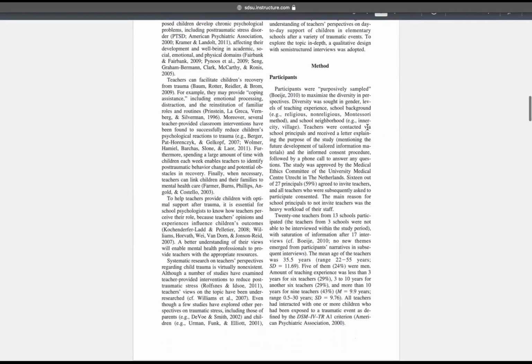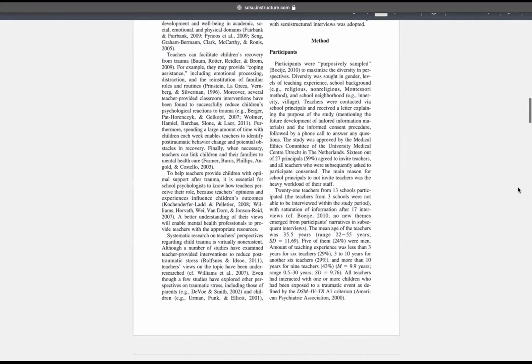Now, when you're going through this some more, you also can see that they have their method section. The method section is key to understanding the reliability of the study, because it gives the reader an understanding and explanation of all the steps they completed. They talk about how the participants were sampled. They talk about what they were trying to do, the goal.